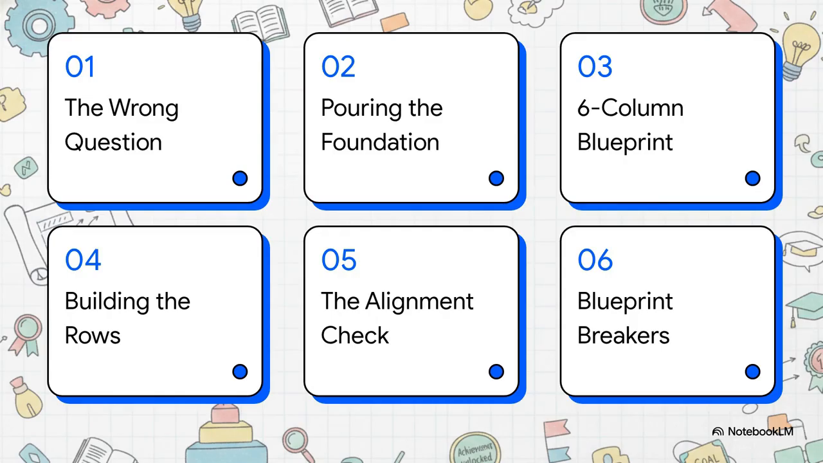1. The wrong question. 2. Pouring the foundation. 3. The 6-column blueprint. 4. Building the rows. 5. The alignment check. And finally 6. Blueprint breakers. Let's get to it.